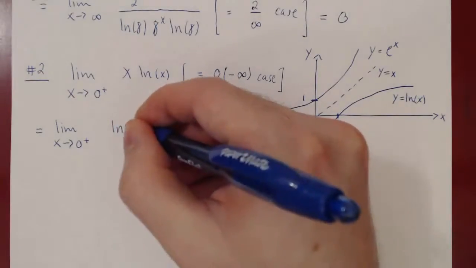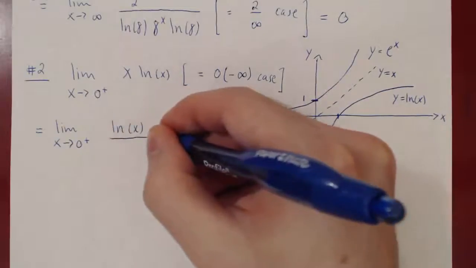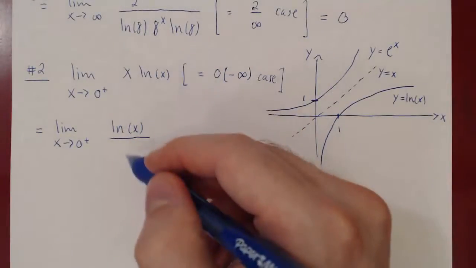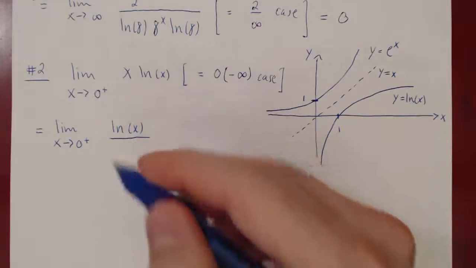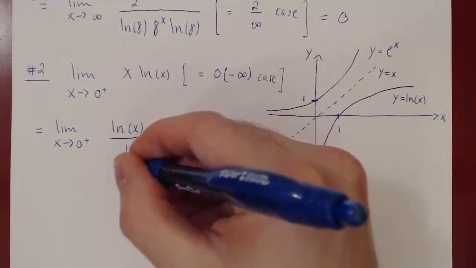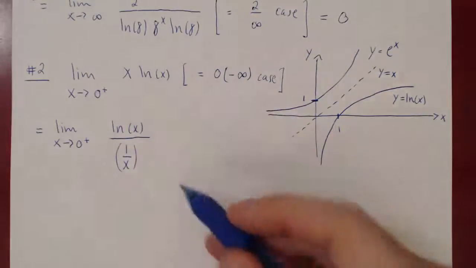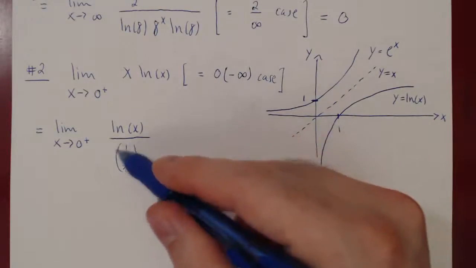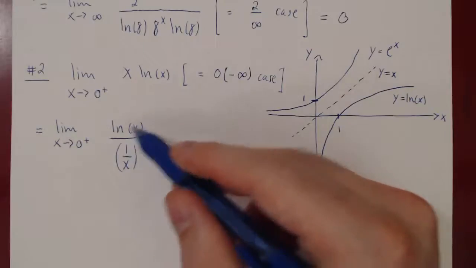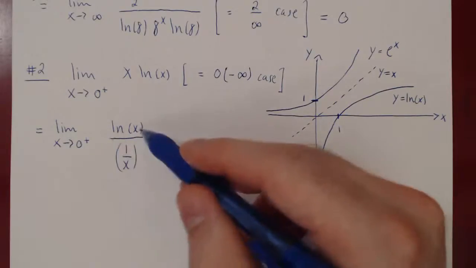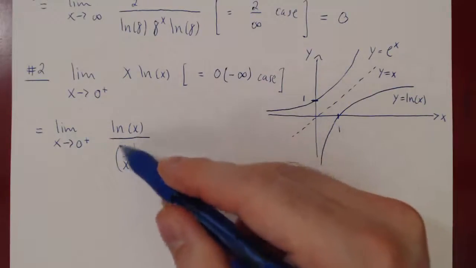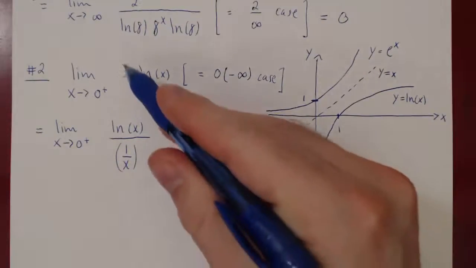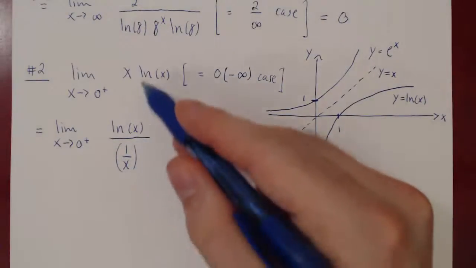So we have ln of x over, if you want to have an x on the bottom, it is 1 over x. Right? If you divide ln of x by 1 over x, if you divide by a fraction, you multiply by the reciprocal. So if you do ln of x over 1 over x, that's just ln of x times the inverse of 1 over x, which is x. And so this equals this.